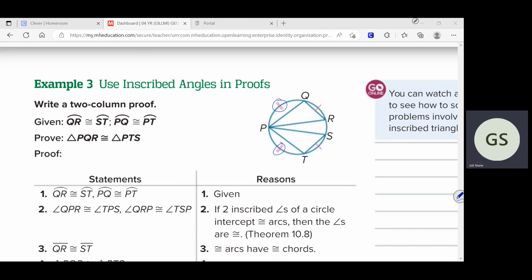So we know arc PQ. I'm not going to draw in the lines on the arcs because it gets kind of messy. I am going to draw them in on something else. We know those two are congruent. And we know these two are congruent, right? So those arcs are congruent. But what else does that tell us?